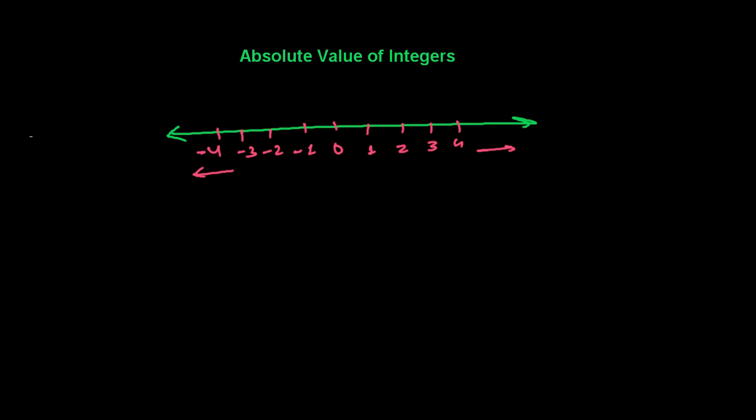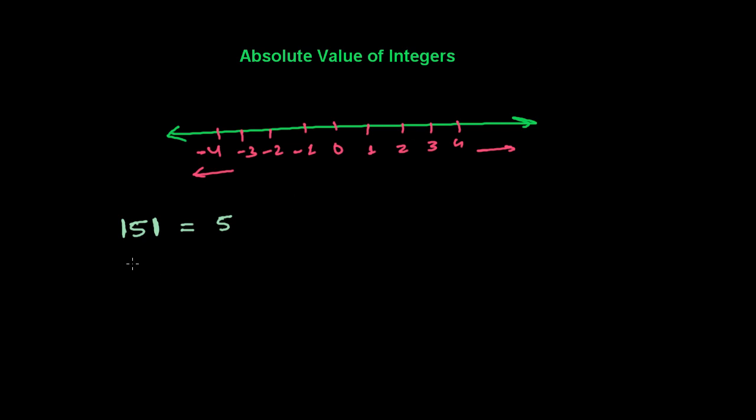So the absolute value of 5, where 5 is an integer, we represent by two vertical lines. The absolute value of 5 means the real numerical value of 5. What is the real numerical value? The magnitude of 5, that's 5. We don't care about the sign and the symbols, whether it is negative or positive.